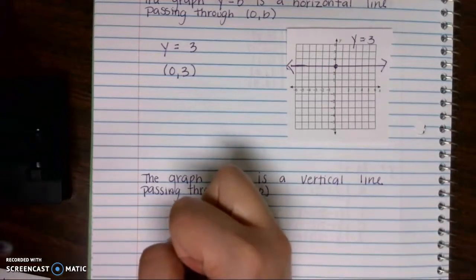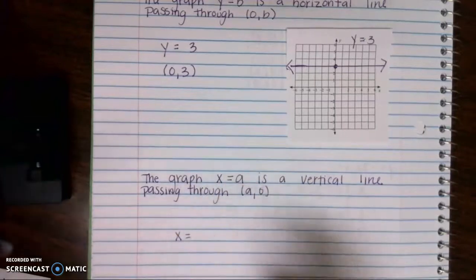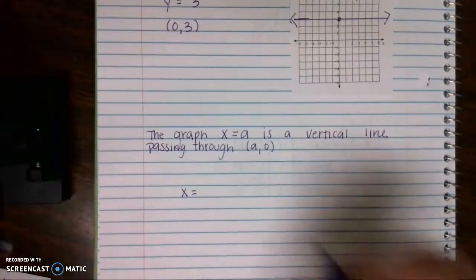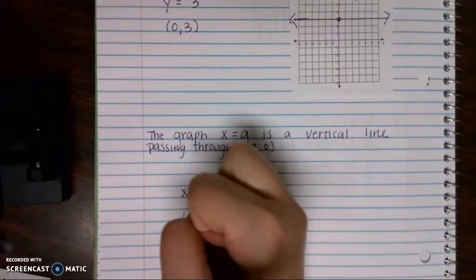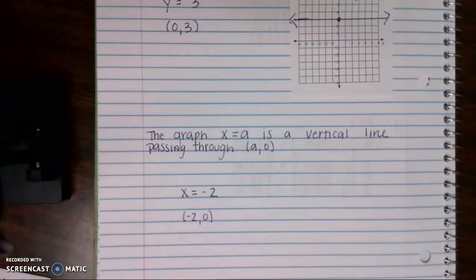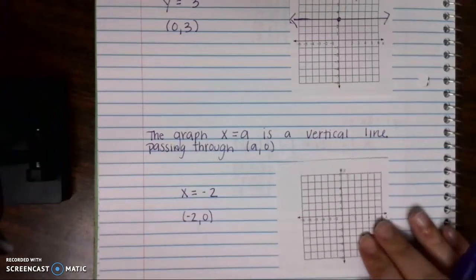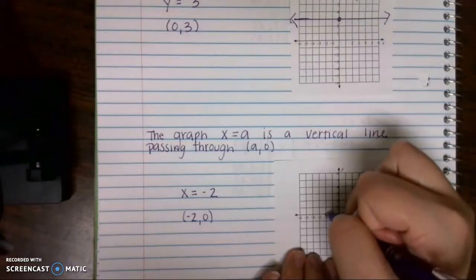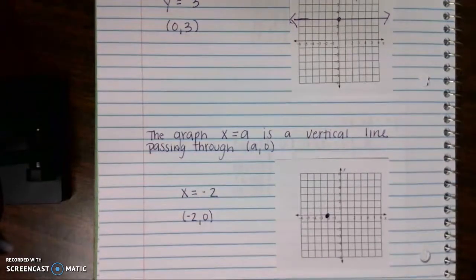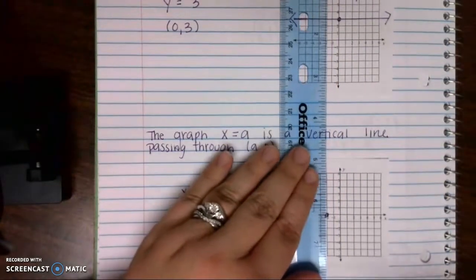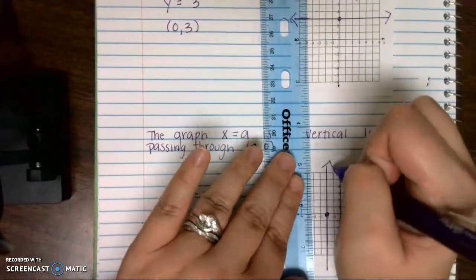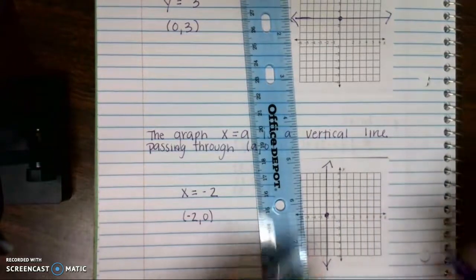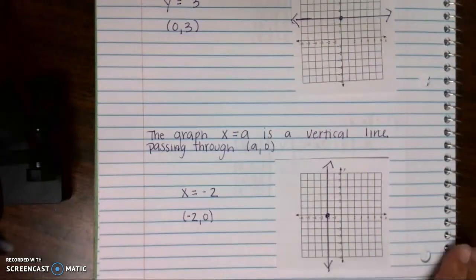So let's say that you had x equals -2. Well, you have to have the ordered pair -2, 0 on your graph. So if you have a graph like this one, the point -2, 0 is right here. Well, once you have that point, you just pull out your ruler. You do a vertical line this time at the point a, 0, or in this case, -2, 0. And it'll look like that.